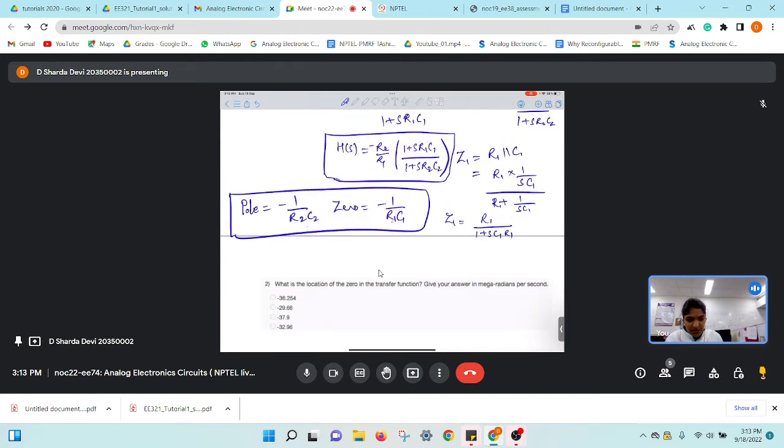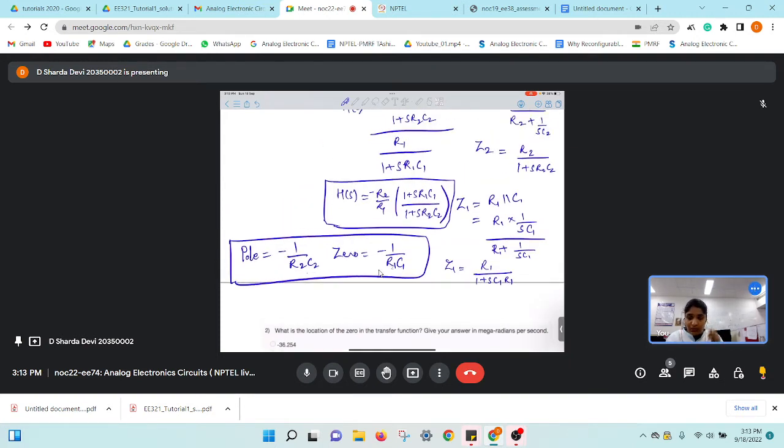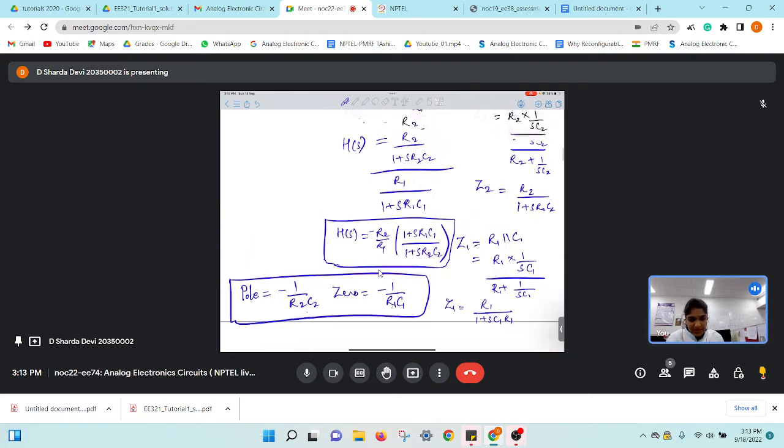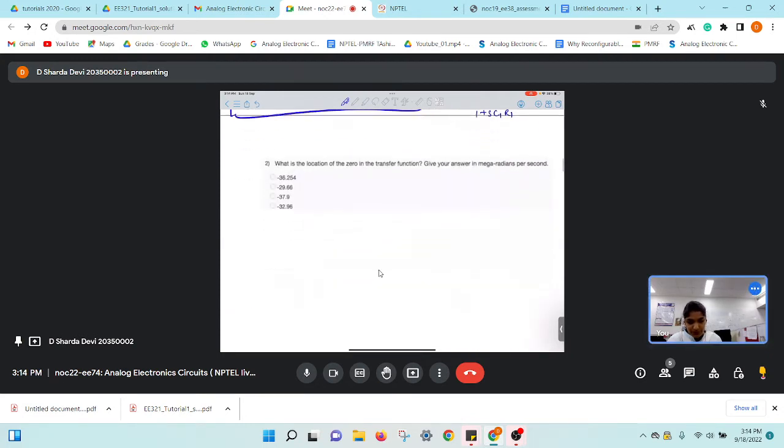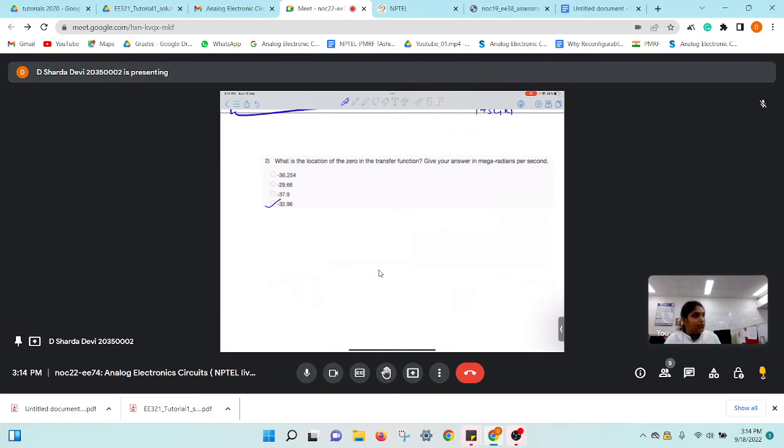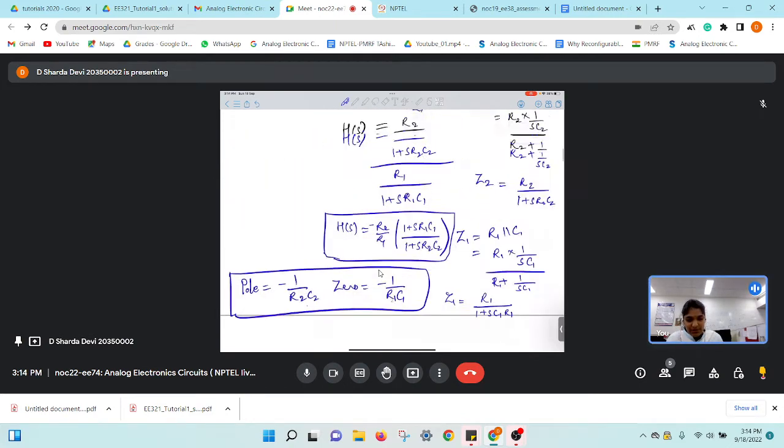So can you simply substitute these values and let me know the numerical value for the pole and zero? R1, R2 are 4.1 and 1.3 kilo ohms, C1, C2 are 7.4 and 8.3 picofarads. Since you have to report in megaradians per second, you need not go for 2 pi. Ma'am, pole is minus 92.68 megaradian per second. Right. And zero? 32.96. Correct.